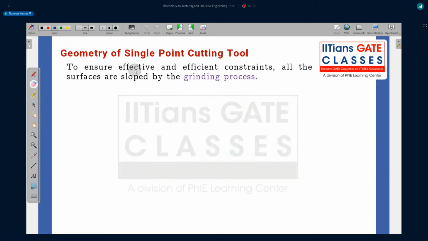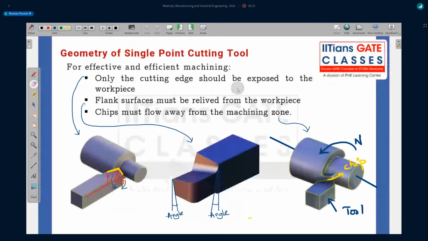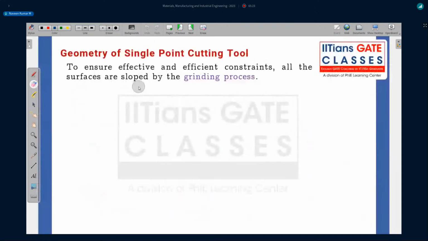To ensure effective and efficient machining, with the constraints that you have put here, all the surfaces are sloped or given the angle by using the grinding process. So finally, the diagram looks like something like this. Okay, let me draw the diagram. I think you'll understand what I'm trying to do. So let me draw the diagram first. It'll look something like this.